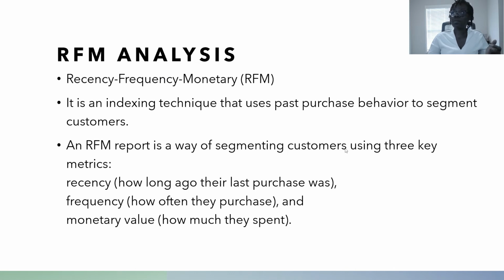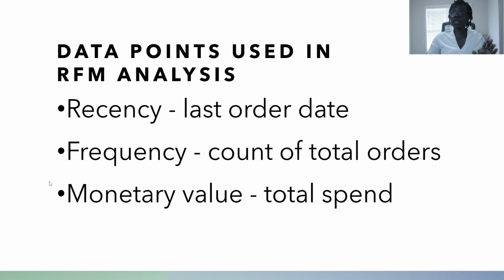Now, RFM uses 3 key metrics. The recency means how long ago their last purchase was. The frequency is how often they purchase. And the monetary value is how much they spend. So in this data set, the recency is going to be the last order date. If we take a customer, we have to see what was the last date they made an order with this company.